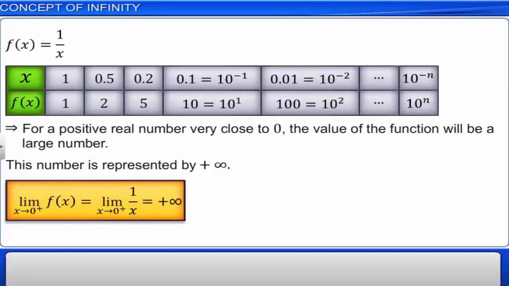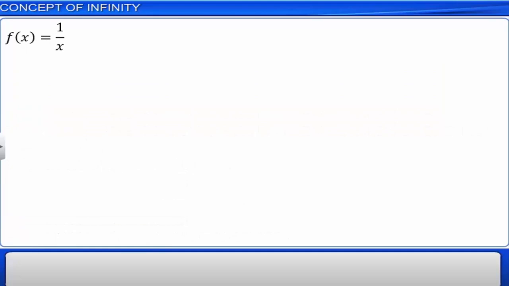Plus infinity is not defined. Hence, we can say that the right-hand limit of the function f of x at 0 is not defined or does not exist. Now, let's check for the existence of the left-hand limit of the function at 0. Let's discuss the nature of the function f of x is equal to 1 divided by x as x approaches 0 from the left.